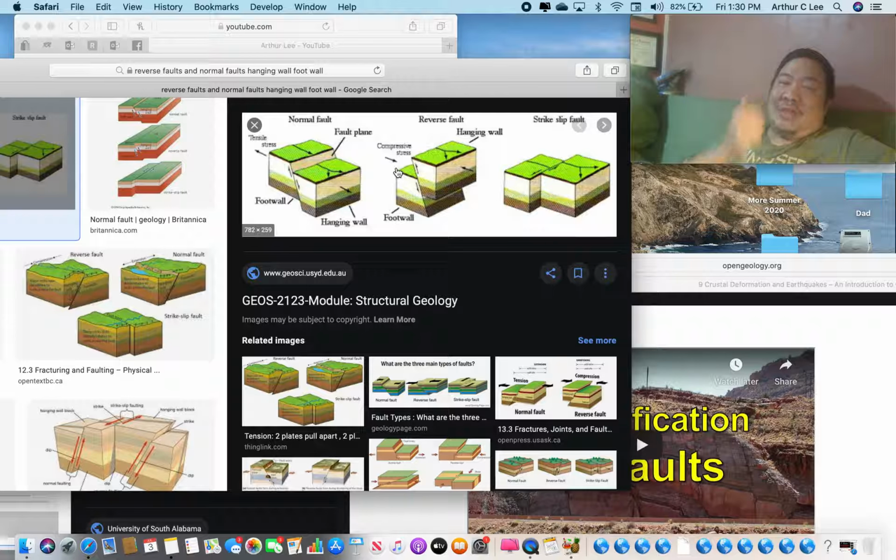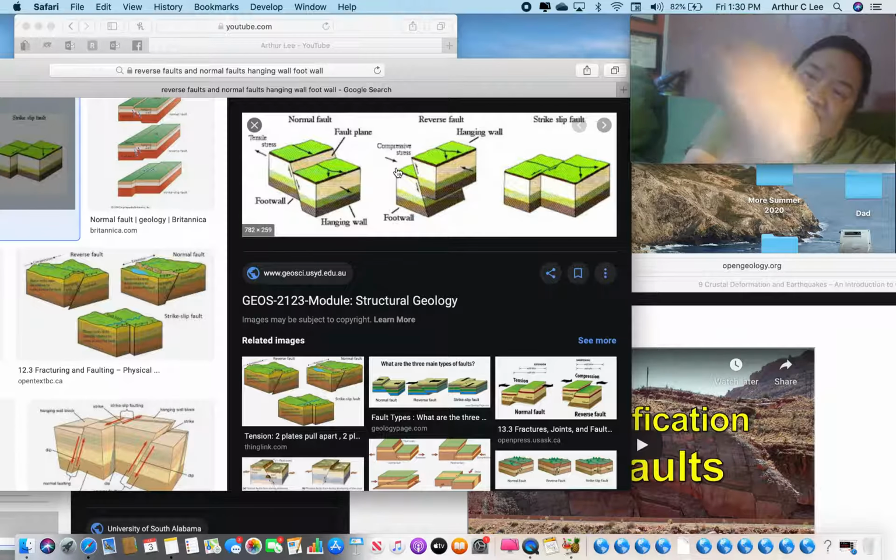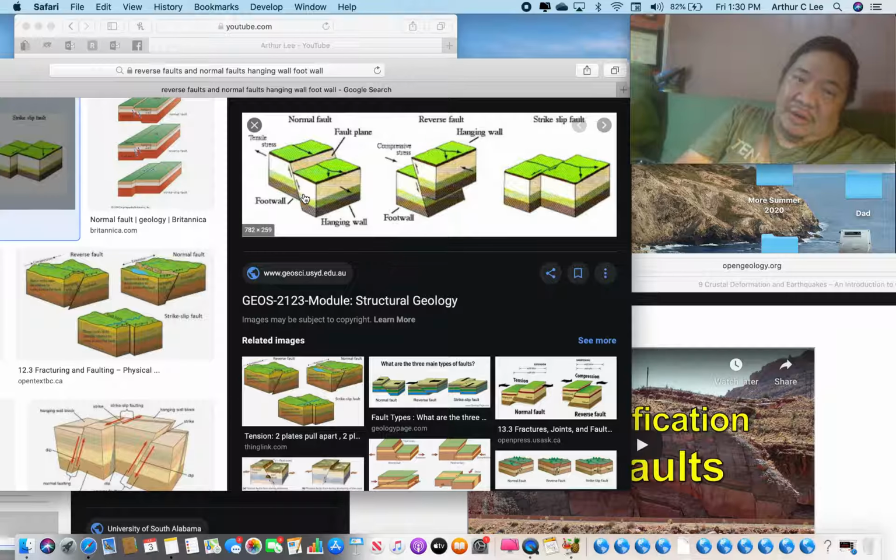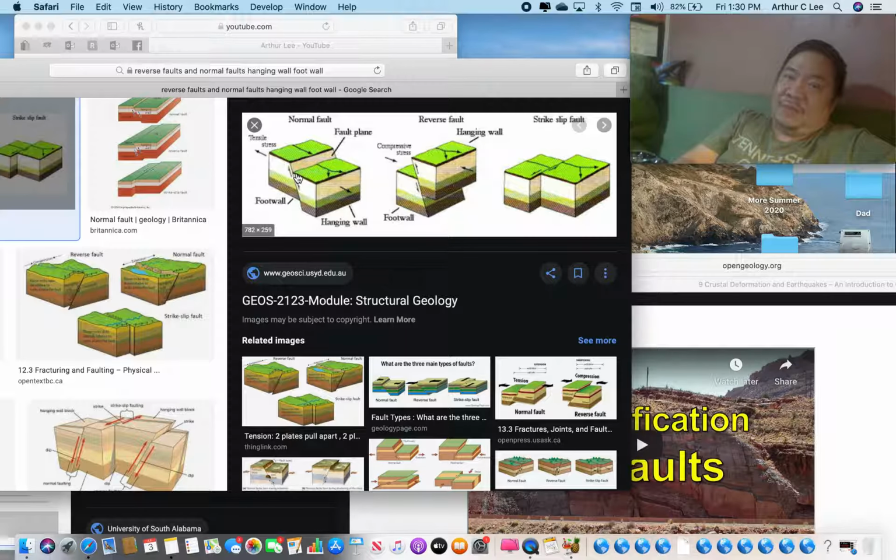Now the way to tell which side is the hanging wall, simply imagine yourself putting the base of your fist right on the fault plane, which is this plane here, and the direction that your thumb points to is the hanging wall. So this must be the hanging wall, because if I put my fist right on here, my thumb would point to the hanging wall. If this is the hanging wall, then this must be the footwall, right? For the reverse fault, this is the hanging wall, and this is the footwall. And they labeled it here so you can see it.